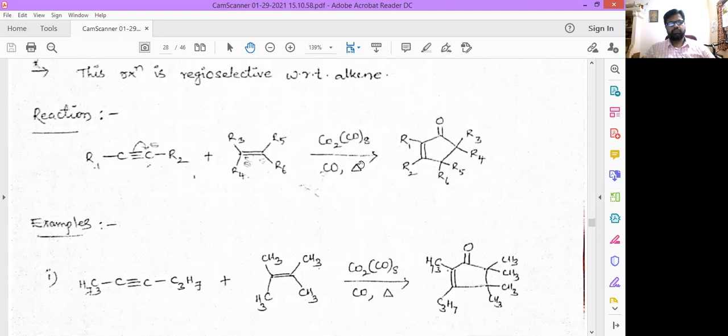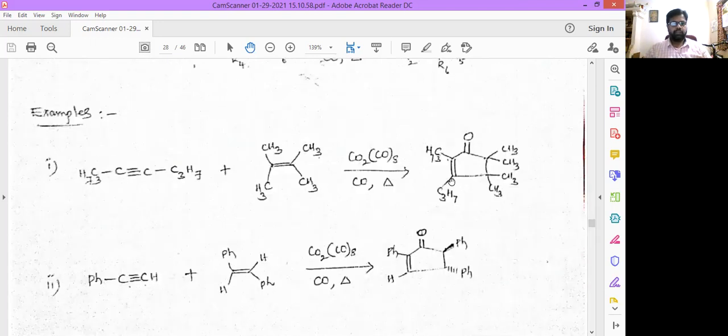The mechanism is not that important, I think. This is a cycloaddition. Some other time I will explain this one. These are the examples. This is the alkyne, this is the alkene, in presence of carbon monoxide. Cyclization has been done.